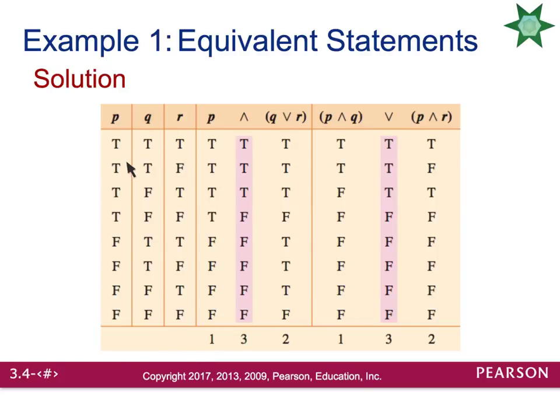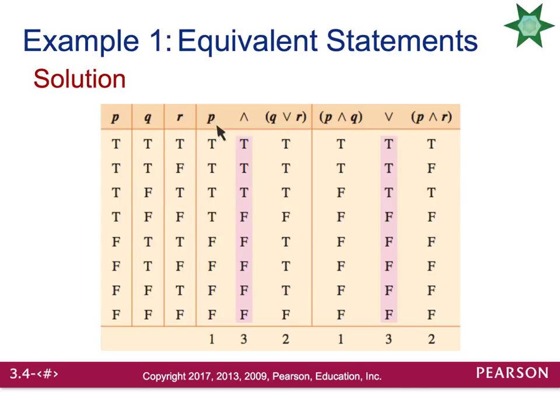Remember, we set up the P's. When we're doing 3 simple statements, we're going to have 8 lines. So we're going to do 4 T's and 4 F's for P. Then we're going to do 2 and 2 and 2 and 2 for Q, so 2 T's, 2 F's, 2 T's, 2 F's. And then just true, false back and forth on the R: TF, TF, TF, TF. So that's how we set up our table with the 3 simple statements.